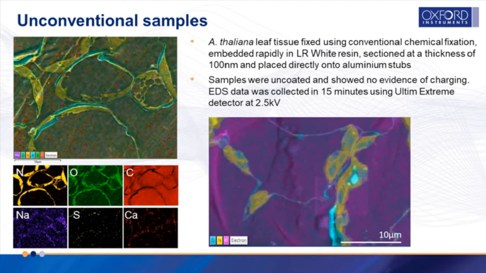These are SEM samples prepared by fixing some leaf tissue, dehydrating and embedding the tissue in resin without using any stain for contrast. The sample was sectioned and placed into aluminium stubs. It was then imaged at 2.5 kV using our Ultim Extreme windowless detector. You can see on the images to the left that the nitrogen map in particular is very strong.